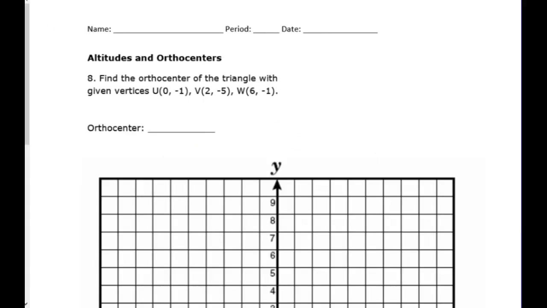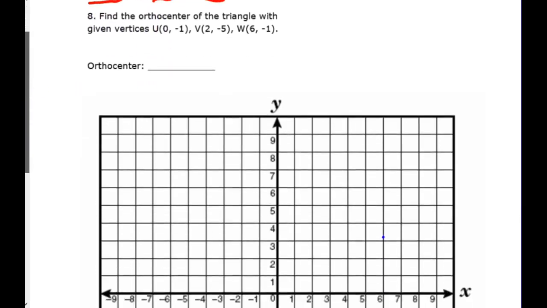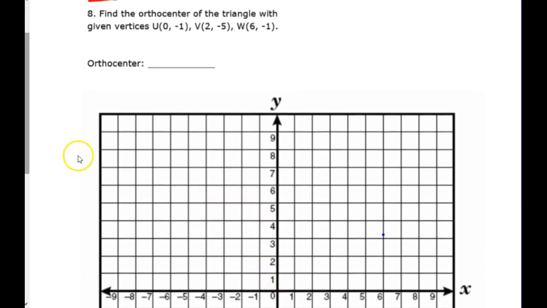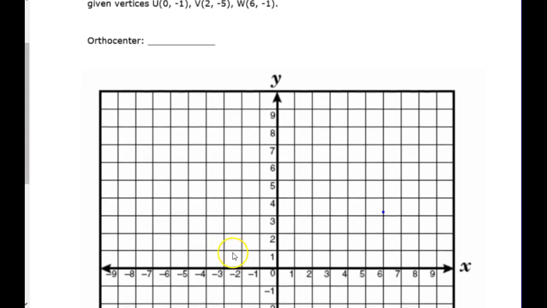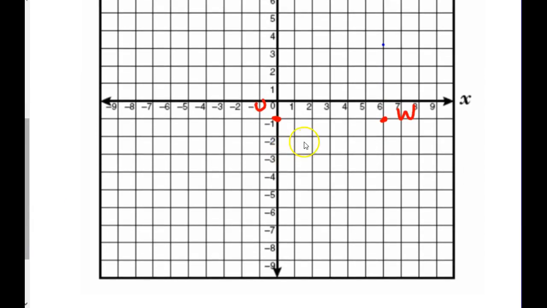And then on the back side, altitudes and orthocenters. We did this recently as well. What we're going to do is find the orthocenter. First thing we have to do is plot these points. 0, -1, so that's U. W is 6, -1, so I can put that one already. And then V is 2, -5. So let's scroll down here. 2. Okay, 1, 2, 3, 4. Okay, 2, -5. That's V.